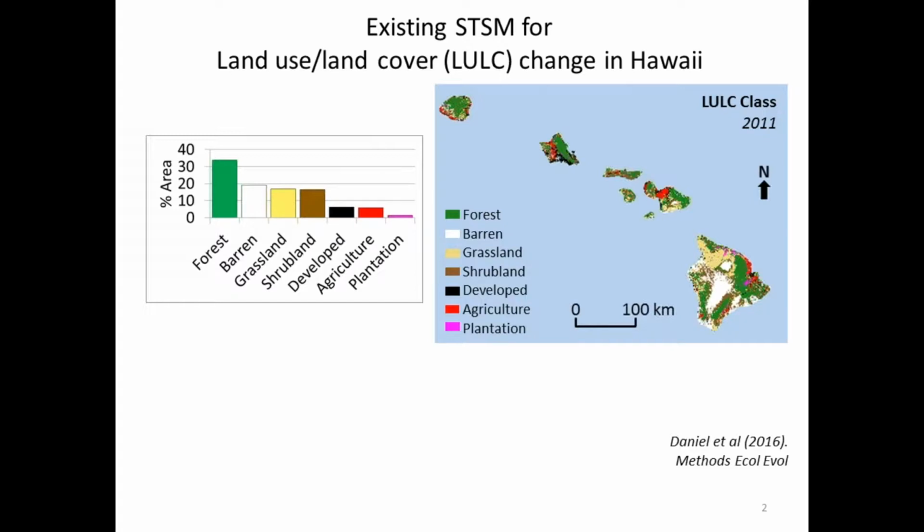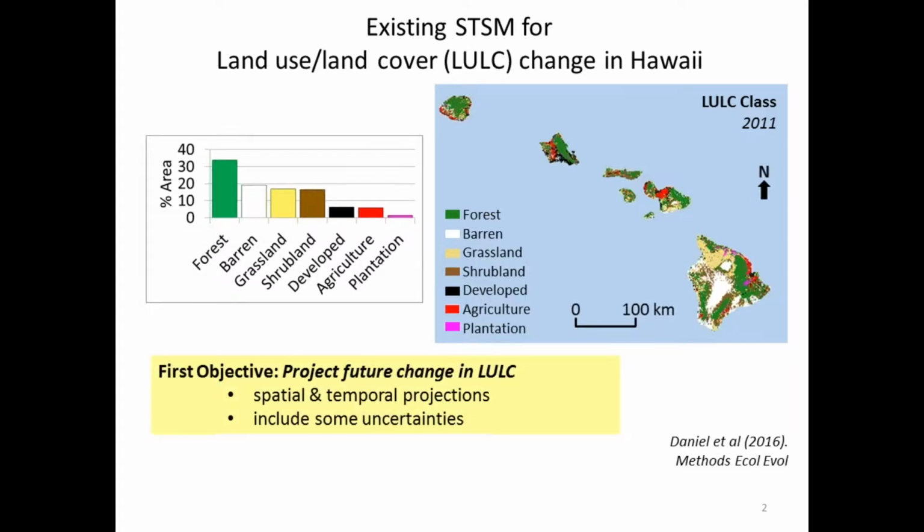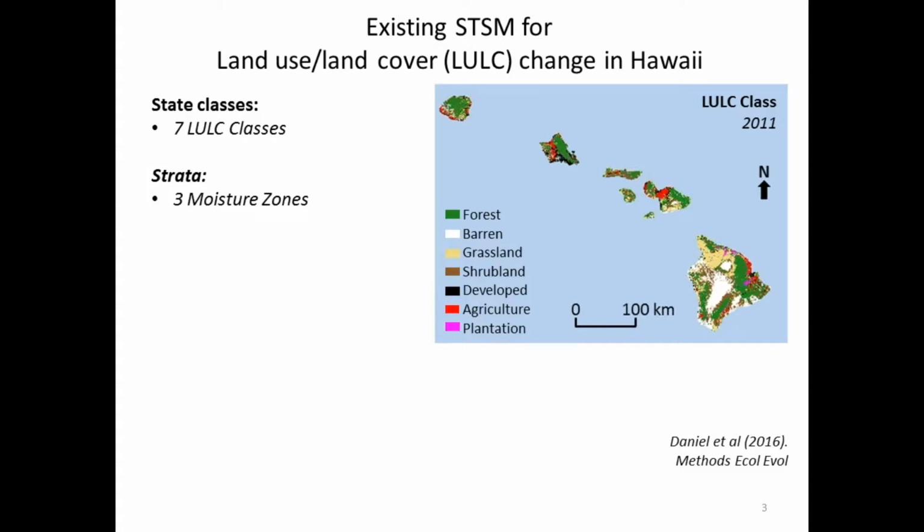This case study is based in Hawaii, and we're looking at projecting, firstly, land use, land cover change out into the future for the state of Hawaii. The STSM that we produced for this example, we had 7 classes, so it's actually a fairly simple model, but this is sort of a standard way that we find people use the approach for doing land use, land cover change, using classes that line up with remotely sensed data on land use, land cover change.